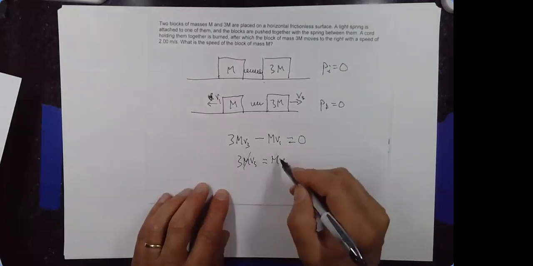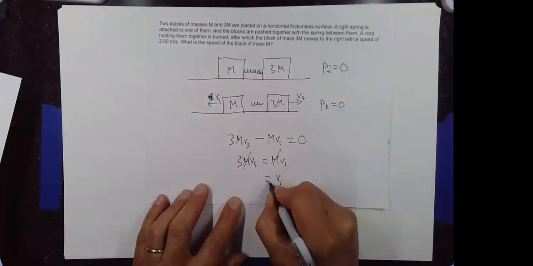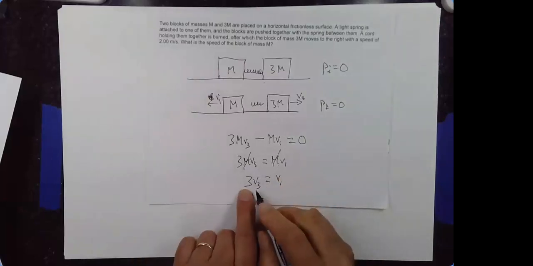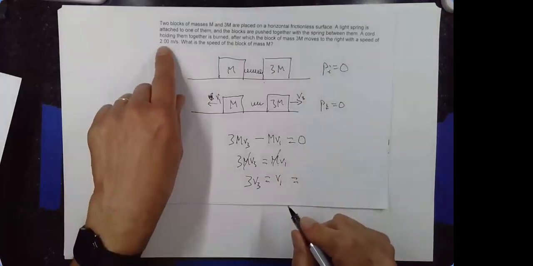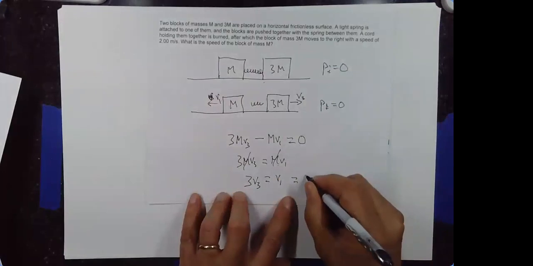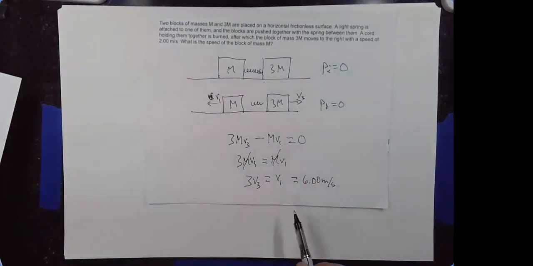I can divide both sides by m, because one of the blocks is m and the other one's 3m. So I just divide the m's out, and I'll get that the speed of the lighter block is actually going to be 3 times the speed of the other one. We know the speed of the mass 3m is 2 meters per second, so 3 times that is 6 meters per second. The smaller mass moves faster when you have this kind of situation going on.